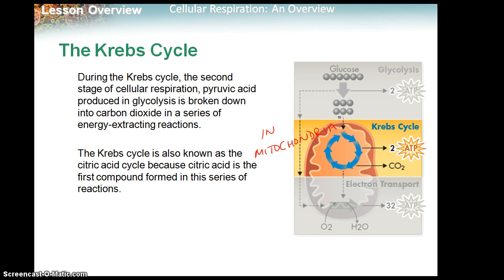Meaning we've entered what we call aerobic respiration. Alright? Glycolysis was anaerobic, meaning we were not using oxygen. The Krebs cycle and the electron transport chain are termed aerobic, meaning that we are using oxygen.